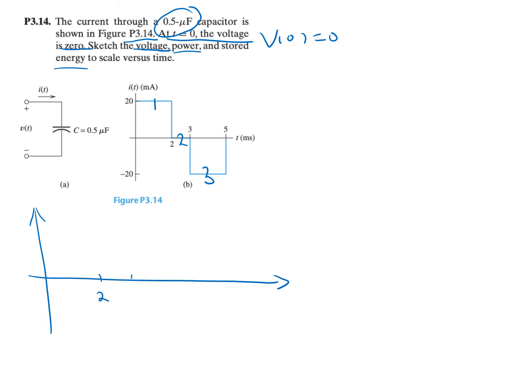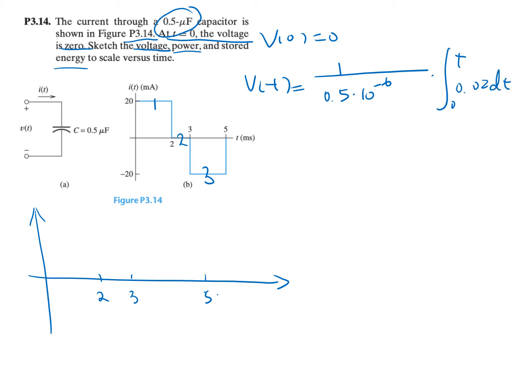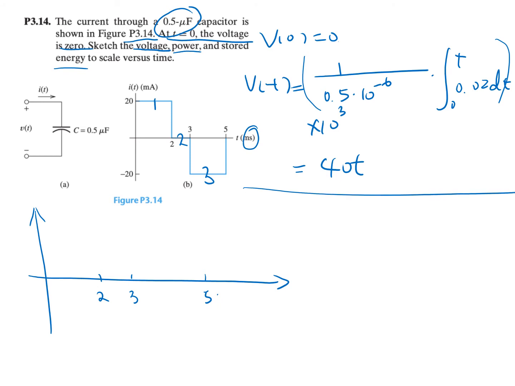2, 3, 5. For the first stage, V(t) is equal to 1 over 0.5 times 10 to the negative 6, integral of the current, dt. Because here we use the millisecond, we can multiply by 10 to the 3, and the final answer will be 40t. And in the graph, it looks like this.